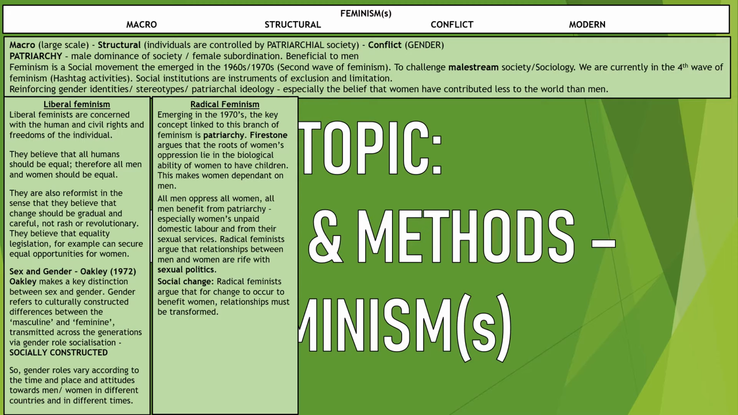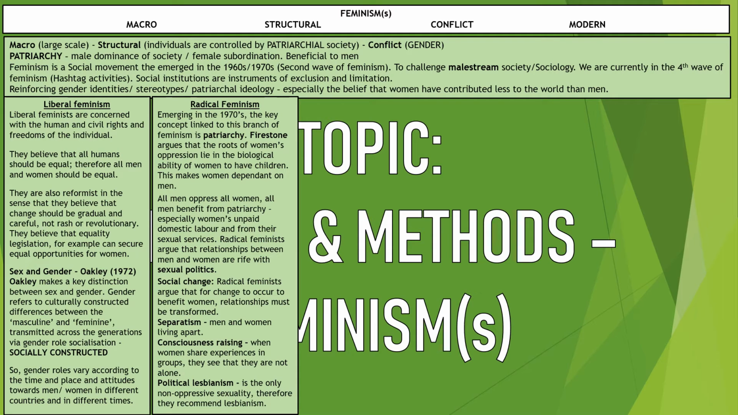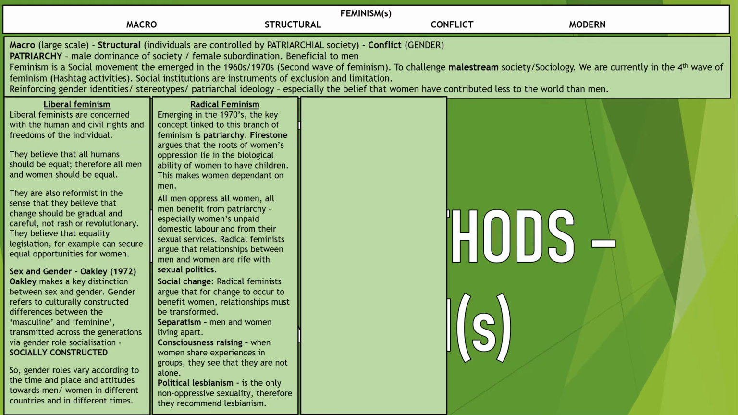The key things they campaign for is social change. So women would benefit if relationships were transformed. They would promote separatism between men and women living separately. Consciousness raising is making women aware of their inequality through shared experiences to show they're not alone. And political lesbianism. So the idea that non-oppressive sexuality is one where there's no men involved. So they recommend lesbianism to restore power balances within relationships.